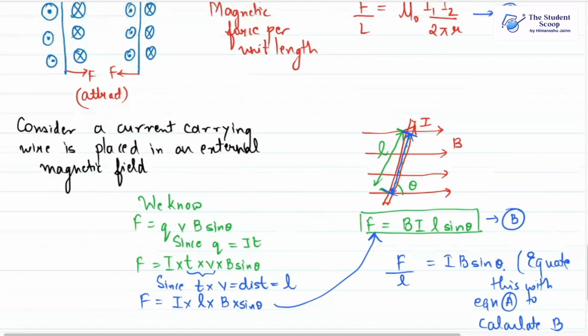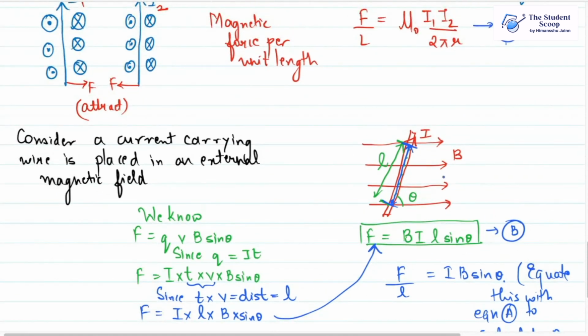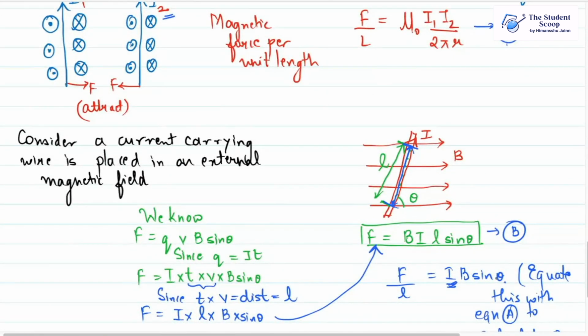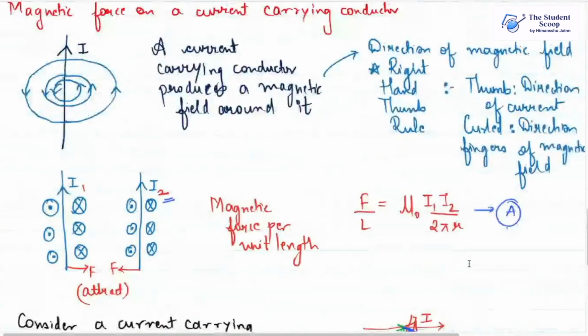Now the question here is, if I have I1 and I2, which current should I take here? That will depend on whom you are calculating the magnetic force for. So if I want to calculate the magnetic force on I1 due to I2, then you will take I2 into consideration here, because I2 is producing a magnetic field out over there. Any questions so far?